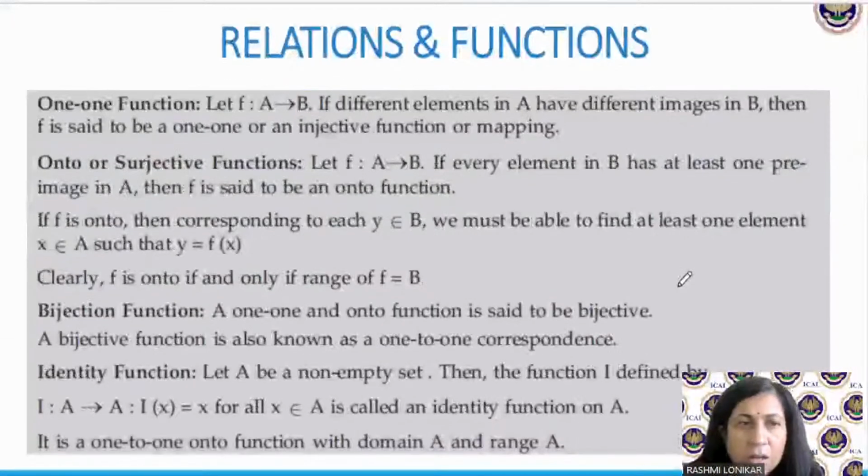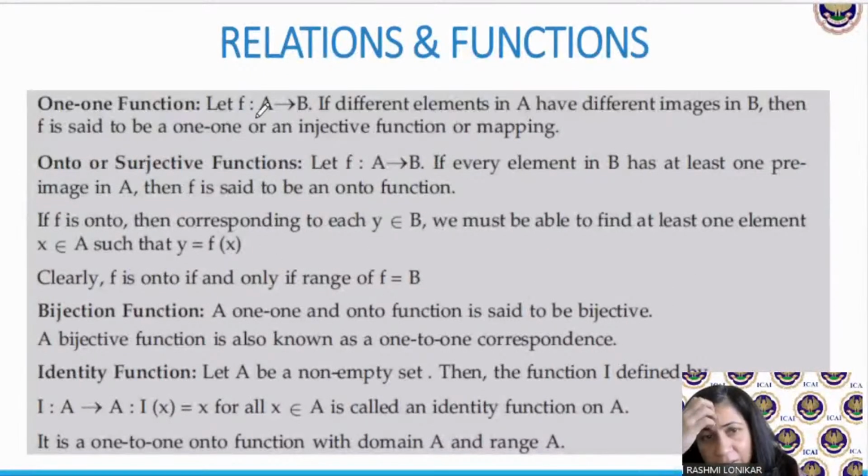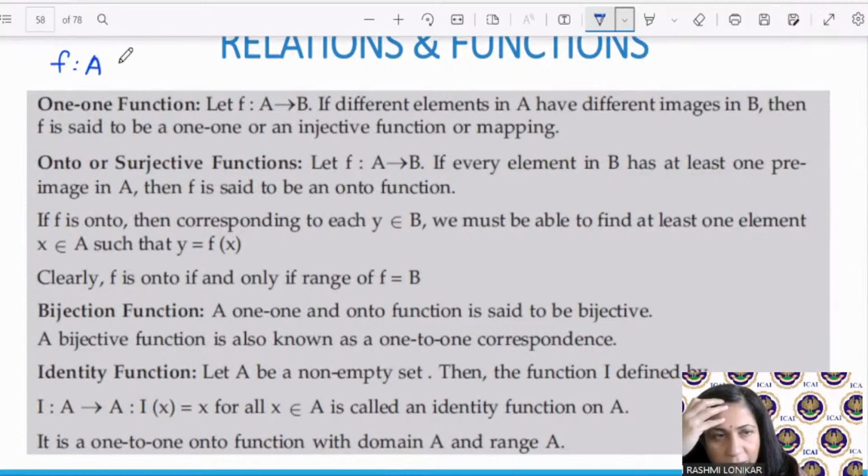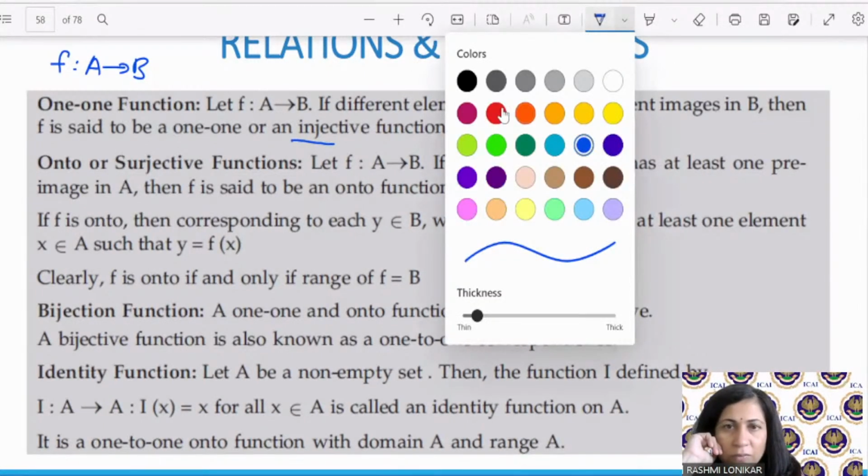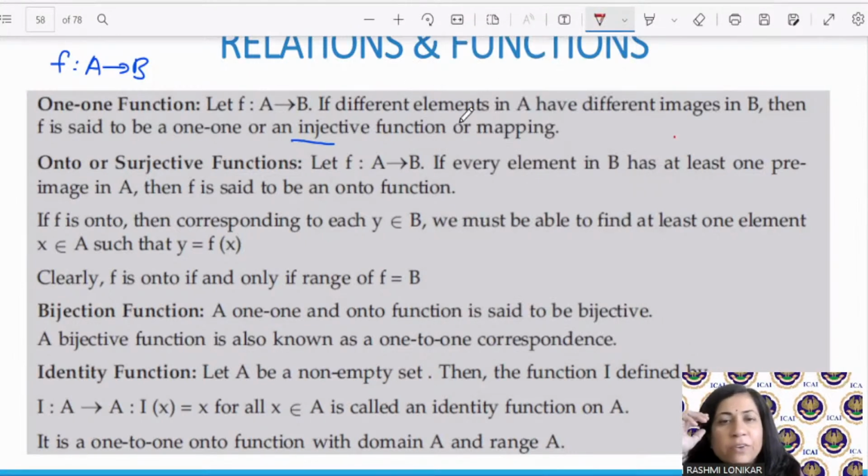Then one-one function, how do I write this? I write this as a function from A to B. If different elements in A have different images in B, then f is said to be one-one or it is called injective. If different elements of A have different images in B, then f is said to be an injective function.